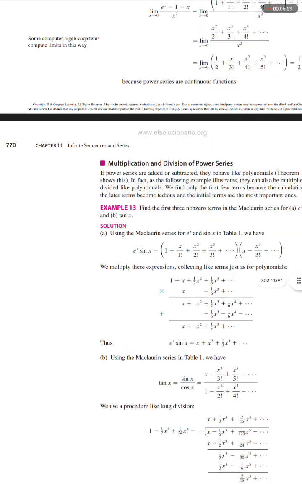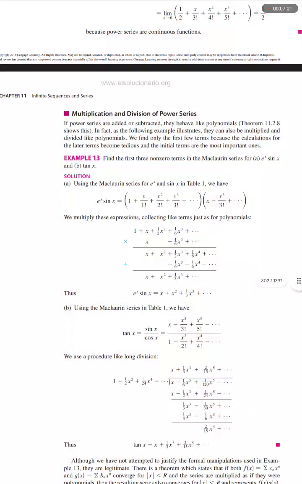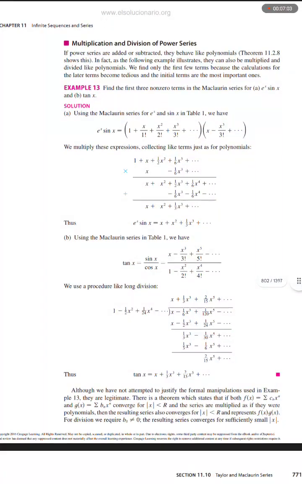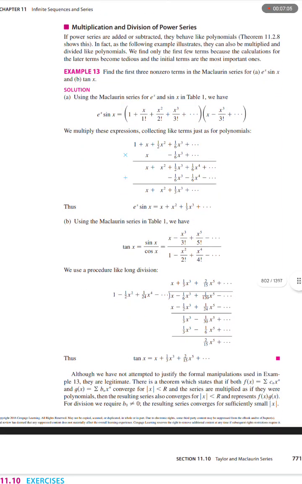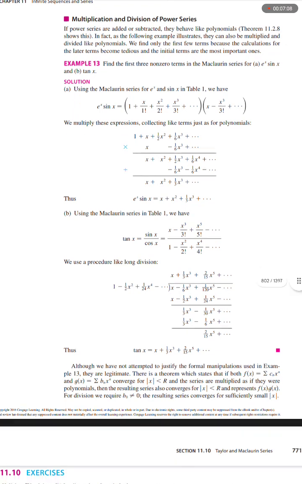Sidebar: some computer algebra systems compute limits this way. Multiplication and division of power series.